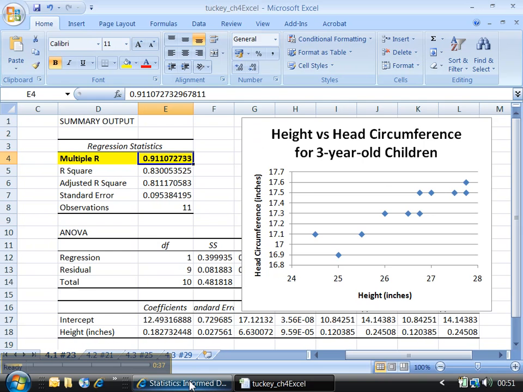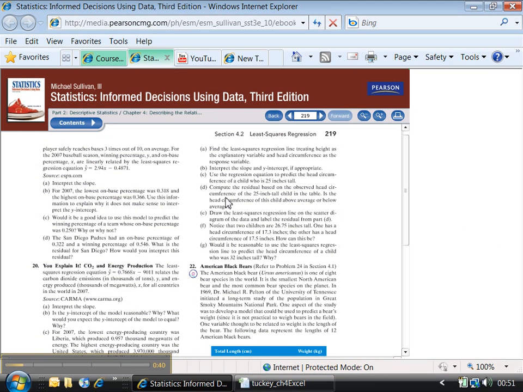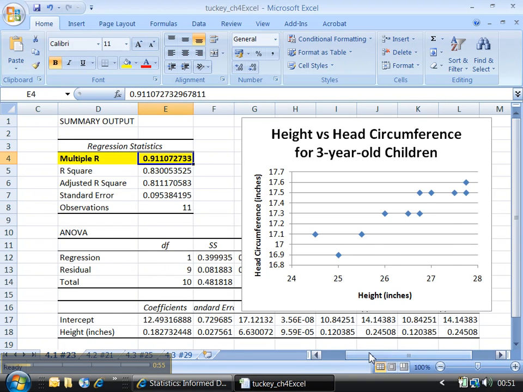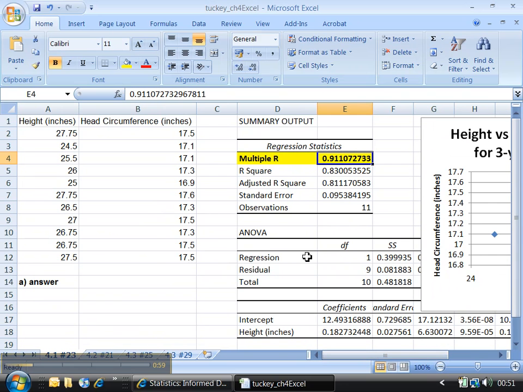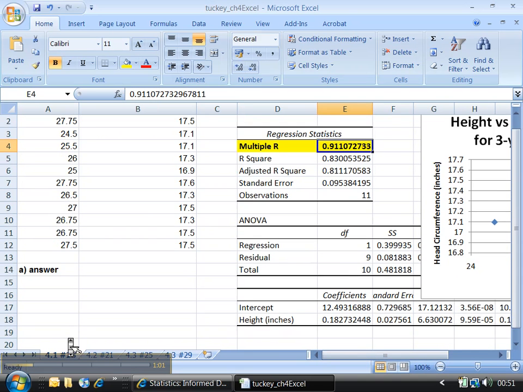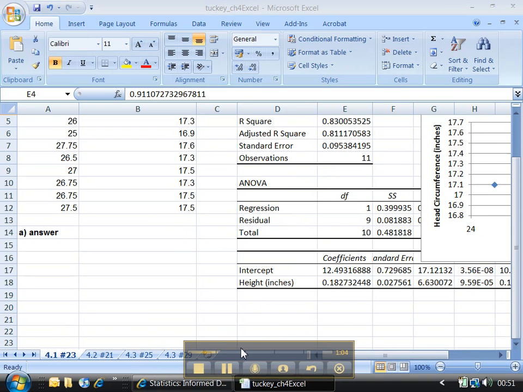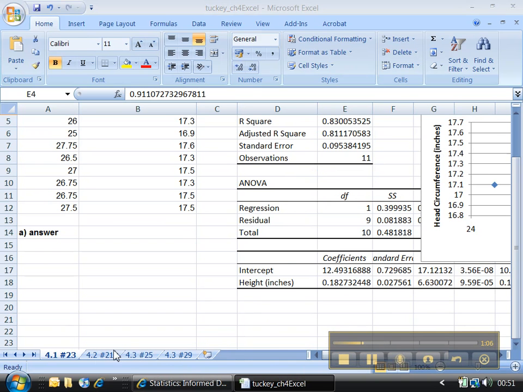Now, let's see what we're supposed to do for 4.2. All right, 4.2 wants us to find the least squares regression line treating height as explanatory and head circumference as response. Now that should sound familiar because that's using the same data set we just had. All right, well, if I go here, I think, well, gee, I've done a lot of what I need to do for that problem. Maybe what I should do is just, let me move this out of the way so you can see what I'm going to do.